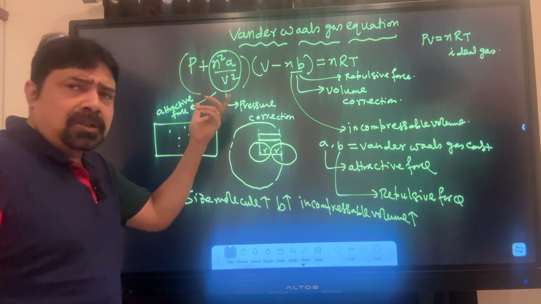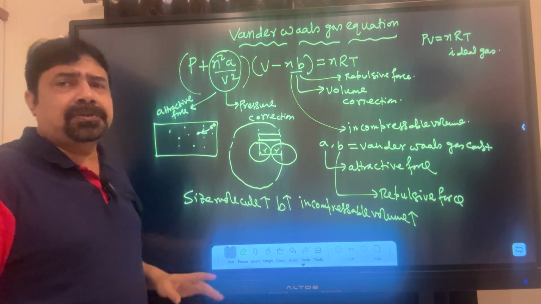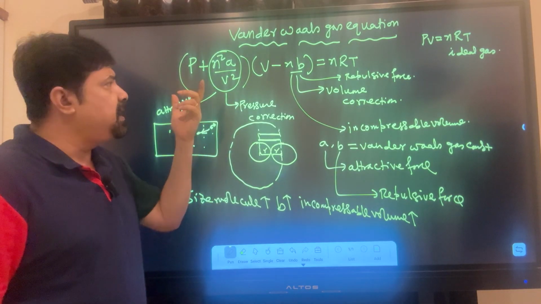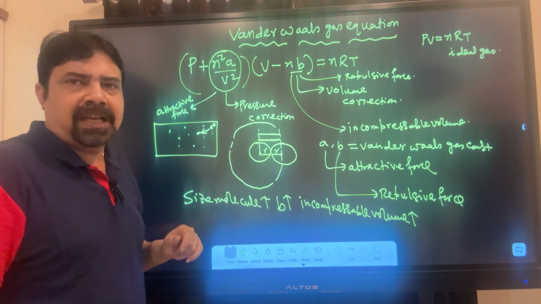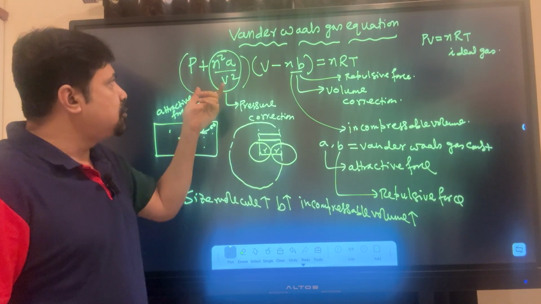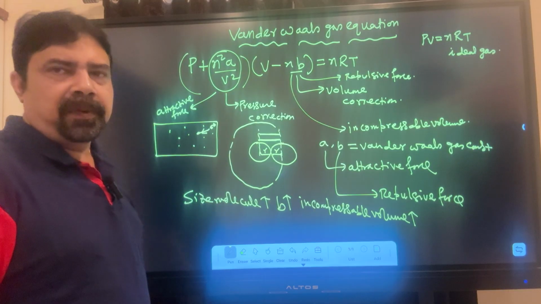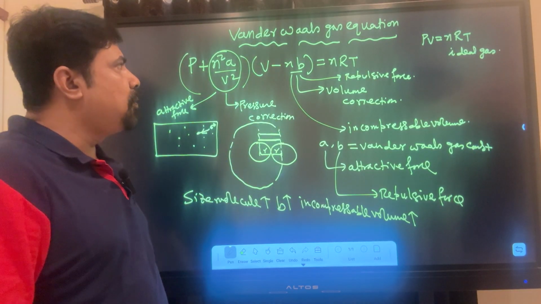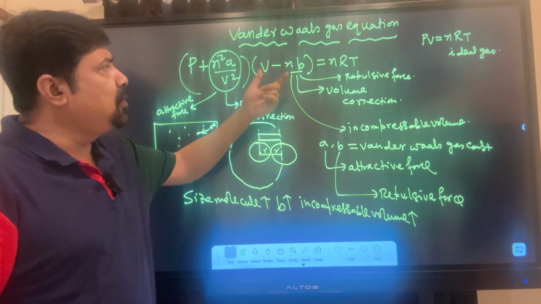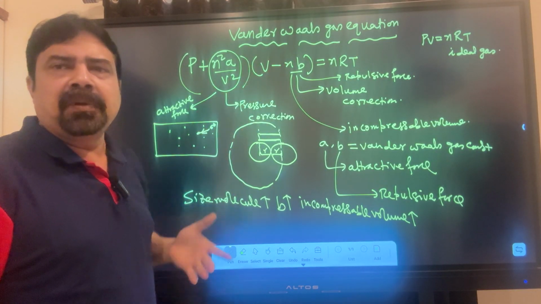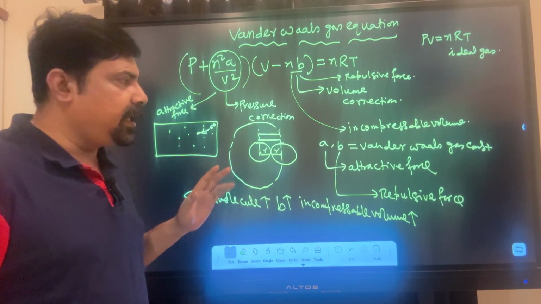Now you can find out the unit of A and B. What do you have to do? Suppose n squared A by V squared is the pressure correction, then the pressure unit is atm, so atm equals n squared A by V squared. n is the number of moles, mole squared, and V means volume, liter squared, so you can get the unit of A. Same way you can get the unit of B. nB is the volume correction, volume is in liters, so liter equals nB, where n is the number of moles, and you will get the unit of B. These are the ways you can find out the units of A and B.